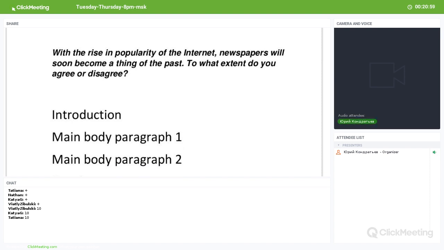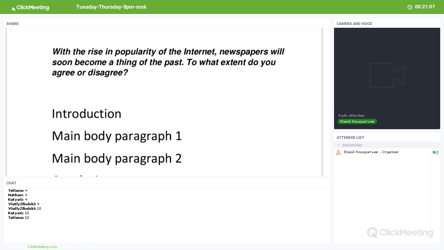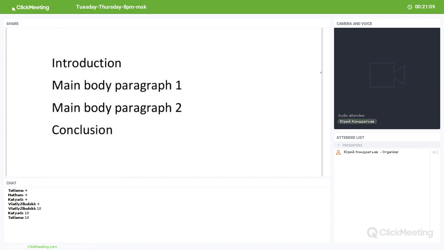With the rise in popularity of the internet, newspapers will soon become a thing of the past. To what extent do you agree or disagree? Right? This is the essay we're going to write together. And basically, an IELTS essay normally consists of an introduction, then main body paragraph 1, main body paragraph 2, and a conclusion. So there are basically 4 parts to it.